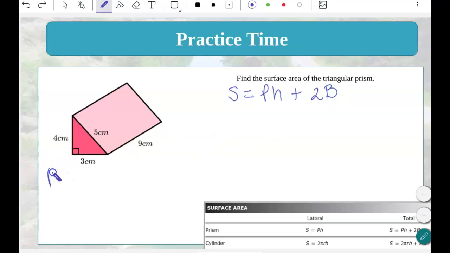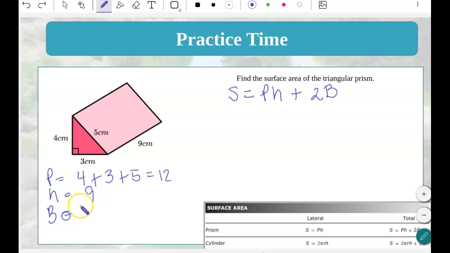So let's go ahead and start with the perimeter. The base is this triangle here. So the perimeter is just adding these 3 sides together: 4 plus 3 plus 5. So the perimeter is 12. The height, remember, tilt this up. This is the base, so the height is here. So the height is 9.